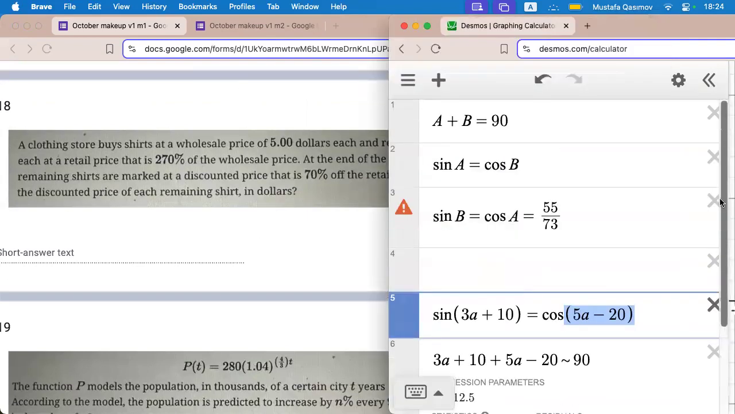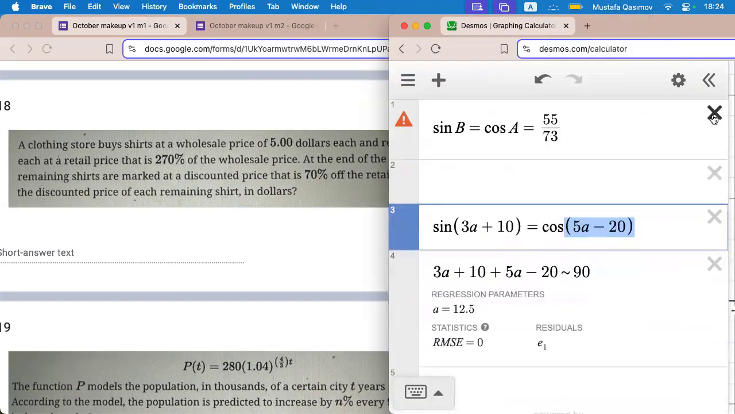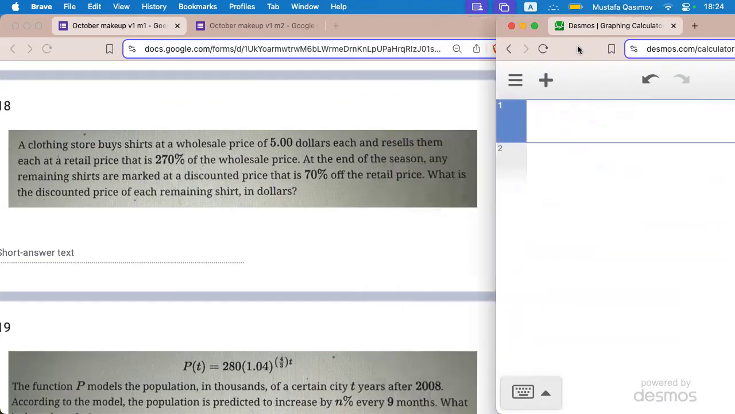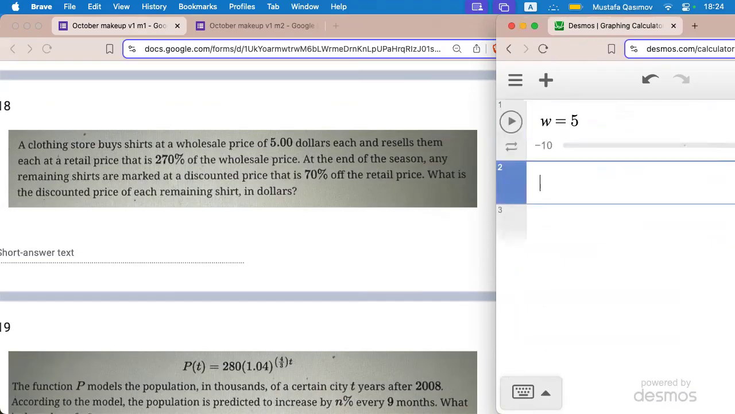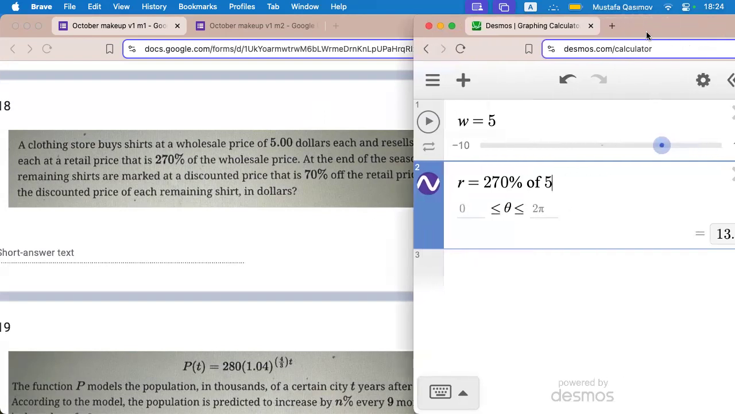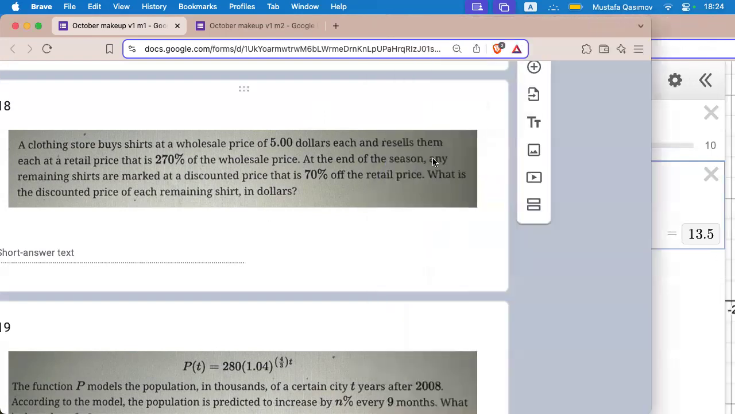18. For 18, we saw this question out of time in previous exams and also in Blue Book and also in question bank. It says that wholesale price is equal to $5. Wholesale, by the way, means wholesale purchase price. Then say retail price will be 270% of wholesale price. So we can say R is equal to 270% of W or 5. So R is equal to actually 13.5. Like this. Then say at the end of season, we have 70% discount.